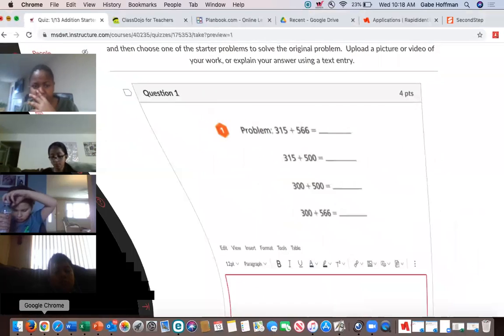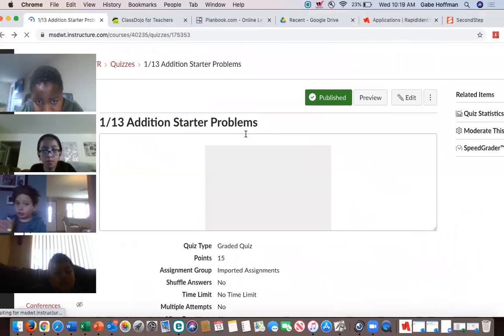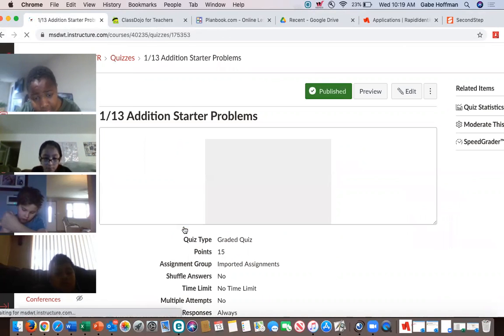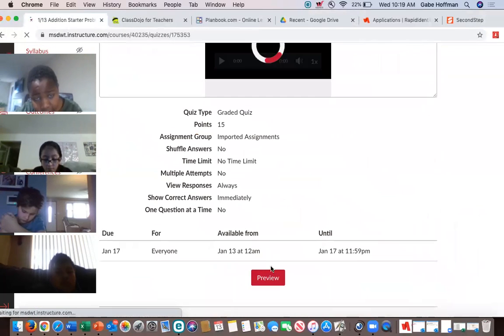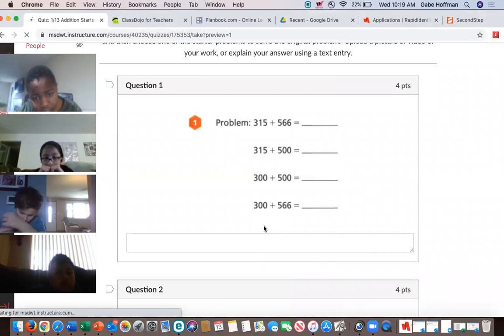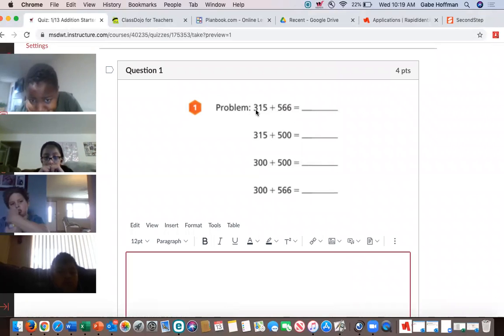All right? When you go out to work today, your job is going to be a quick activity on Canvas. It is called 1-13 addition starter problems. You have four problems to solve. The first problem is the main one. But you're going to solve the 3 starter problems first. And then you're going to go back to number 1 and solve number 1. Put the final answer.